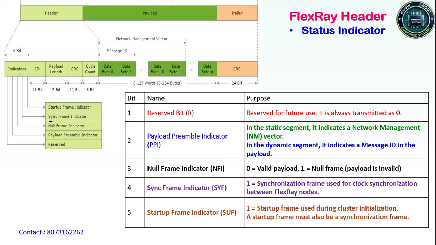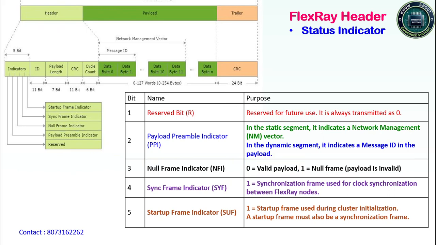And the third one, when you look here, is the null frame indicator. So what do you mean by null frame indicator? Very straightforward. Whenever this bit, the null frame indicator, is 0, then you can say that it is a valid payload. And whenever the null frame indicator is 1, then you can say that it is a null frame and an invalid frame. Okay, that's called the null frame indicator.